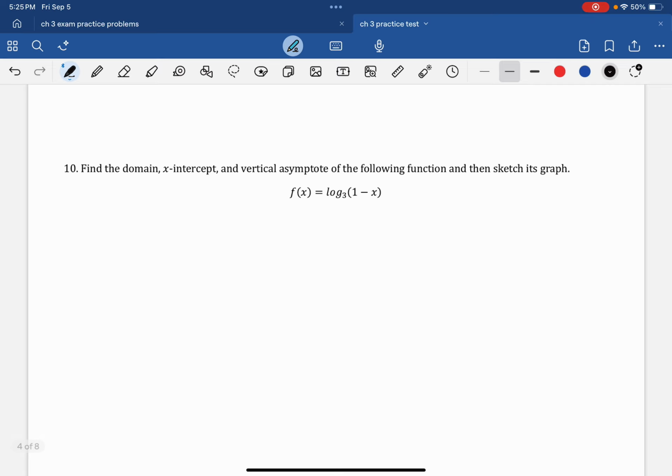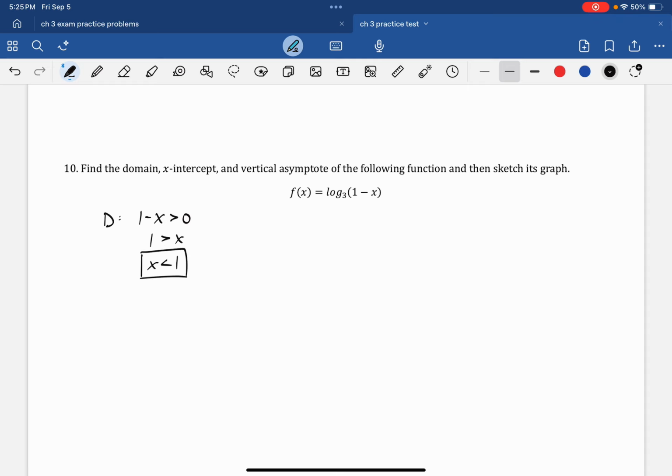Next question, find the domain, x-intercept, and vertical asymptote of the following function. Let's start with the domain. Well, the domain of a logarithmic function is pretty easy to find because we know that logarithms are only defined if the input is positive, okay? So to find the domain, we simply set the input to be greater than 0. 1 minus x greater than 0, and we can add x to both sides. That leaves us with 1 is greater than x, or x is less than 1.